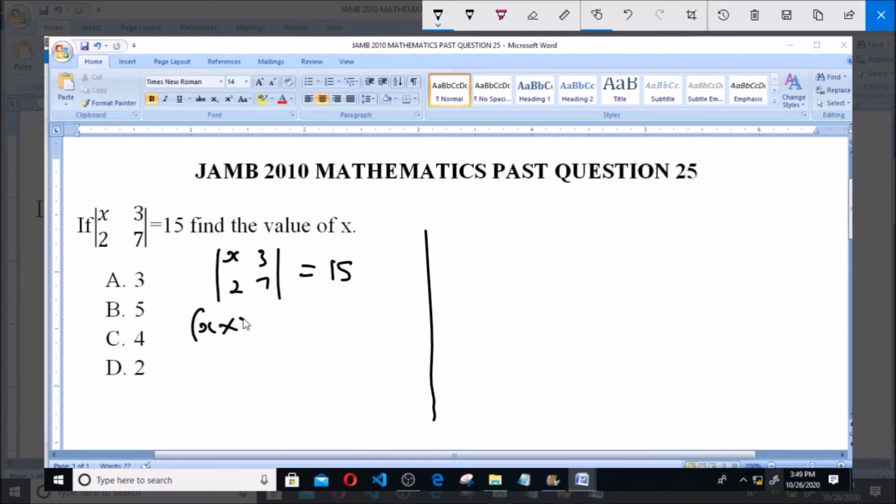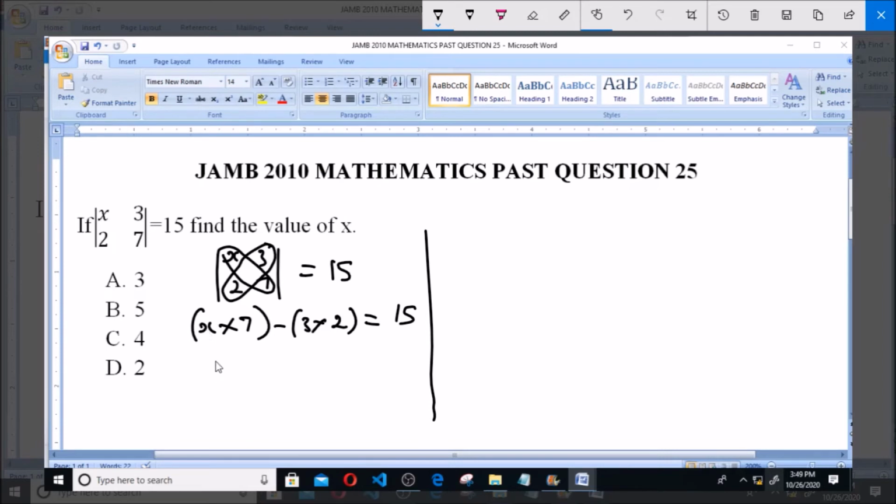x multiplied by 7 minus 3 multiplied by 2 is equal to 15. Now if you look at what I did, I multiplied this with this, then I multiplied this one and this one too, then subtracted this one from this. That's what I did here. So that's how to find the determinant of a matrix.